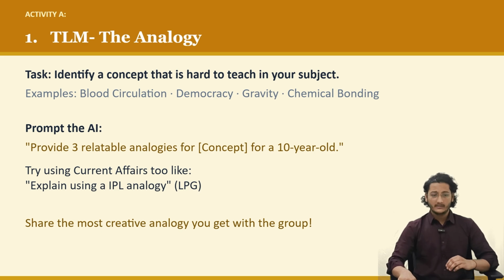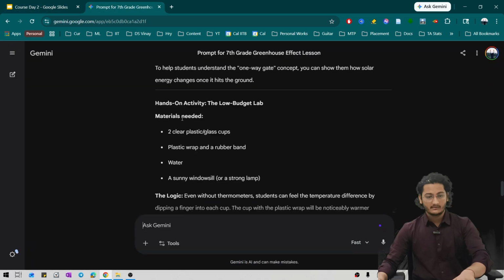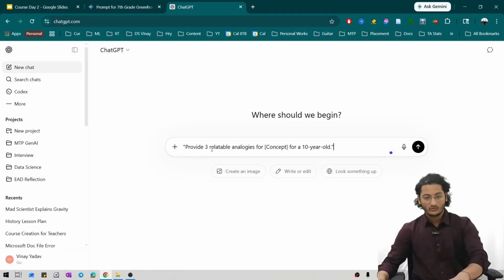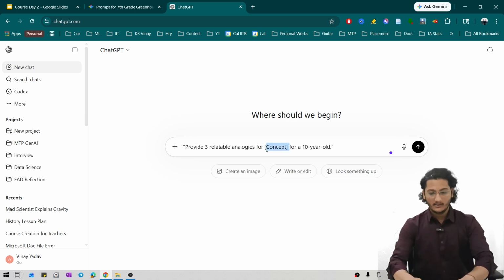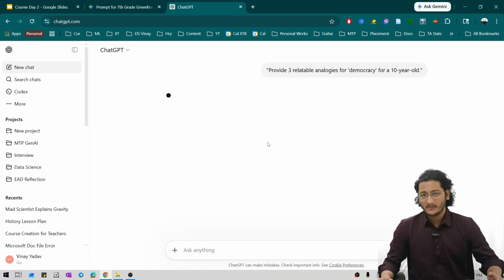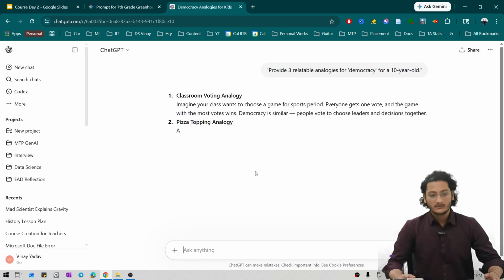Let's try out one here. Let's take the topic democracy, and I'm going to use chatgpt.com. So I'm copy pasting to save time. So provide 3 relatable analogies for democracy. Though this topic is very easy, we should have taken a little more hard topic, but let's see what is the output. So it has given some output.